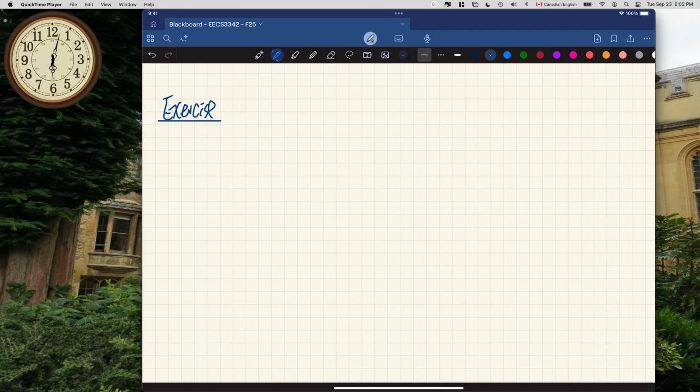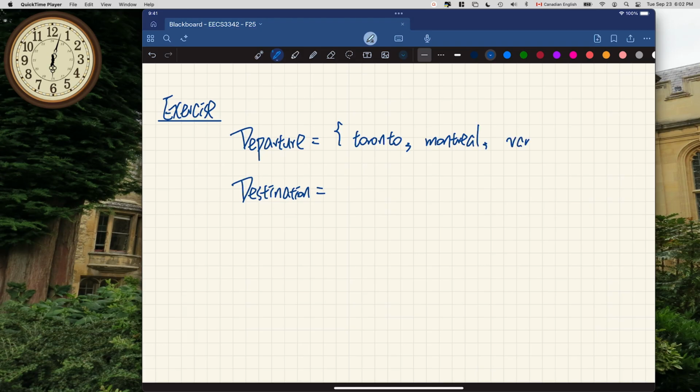So let's say we got 2 sets. We got departure, like cities. And we got another one called destination. Okay, I'll just put some cities here. Let's say Toronto, and then Montreal, and Vancouver. That's all Canadian cities. And then put some international cities here.